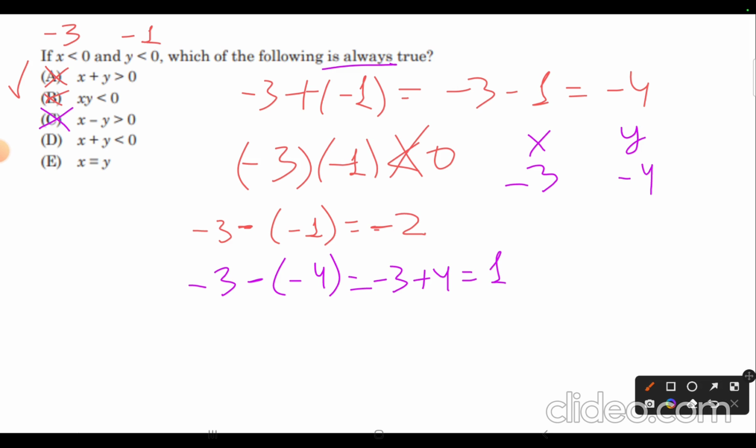And x plus y less than 0. Negative 3 plus our y, let's say negative 1, we have negative 3 minus 1, it is negative 4. Yes, it's right. And of course it can be x equals y. Sometimes maybe it can, but sometimes it can't be. But when you add two negative numbers, it will always be something negative, less than 0.